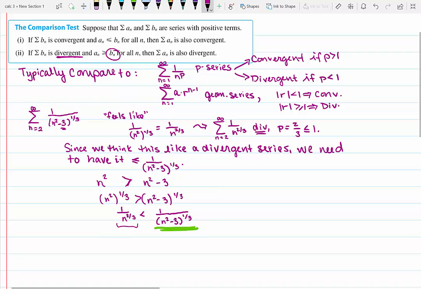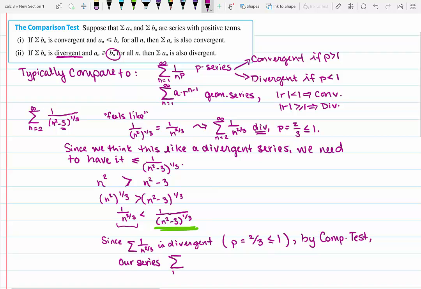So from here I'm going to say, since the series of 1 over n to the 2/3 is divergent, and I'm just going to put in parentheses the reason why. It's a p-series with 2/3, which is less than or equal to 1. By the comparison test, our series, sum n equals 2 to infinity of 1 over n squared minus 3 to the 1/3, also diverges.